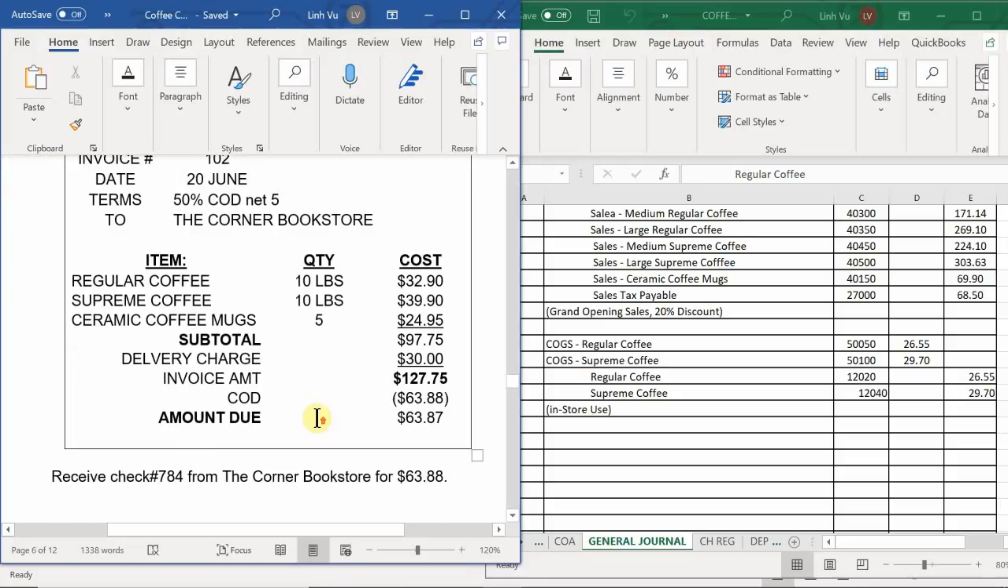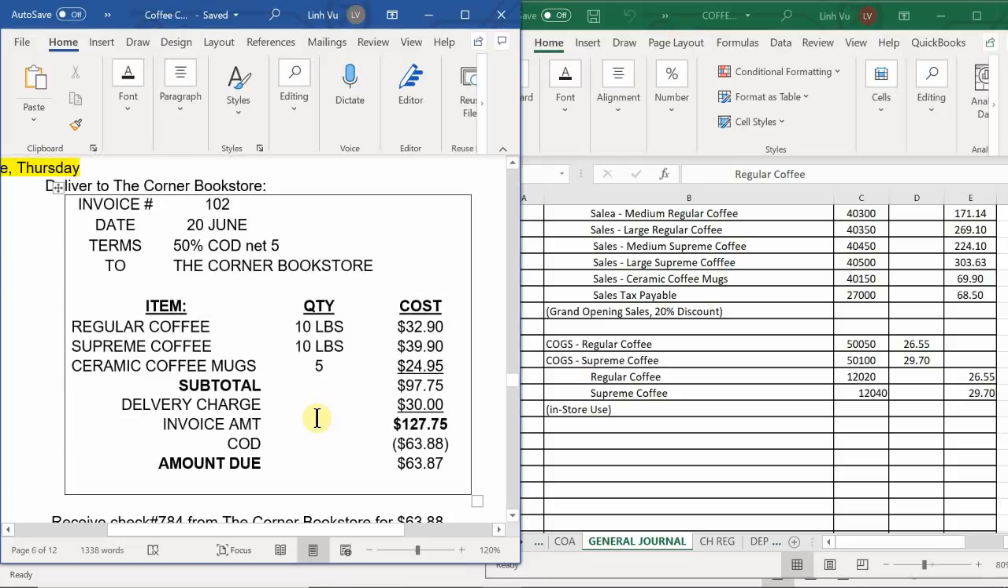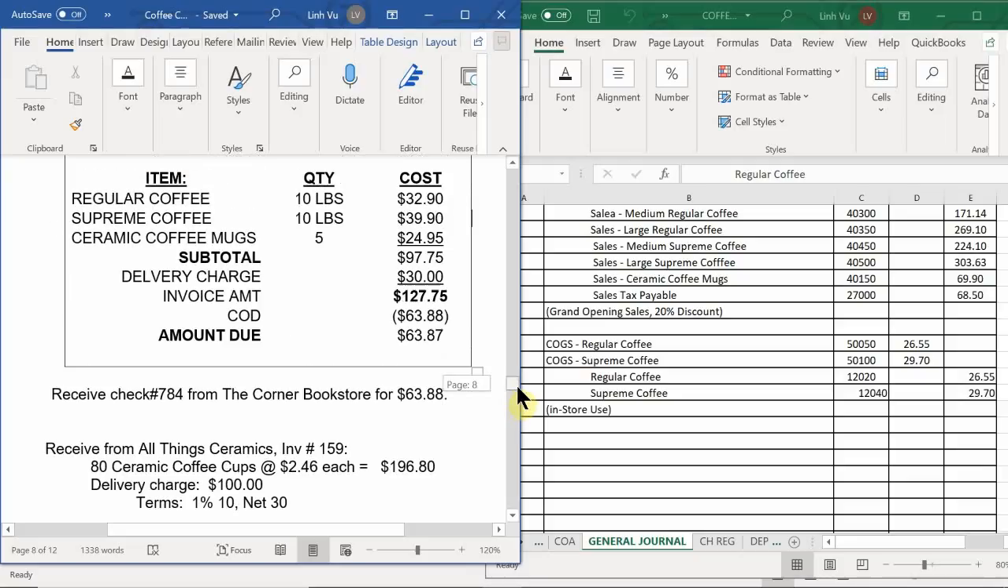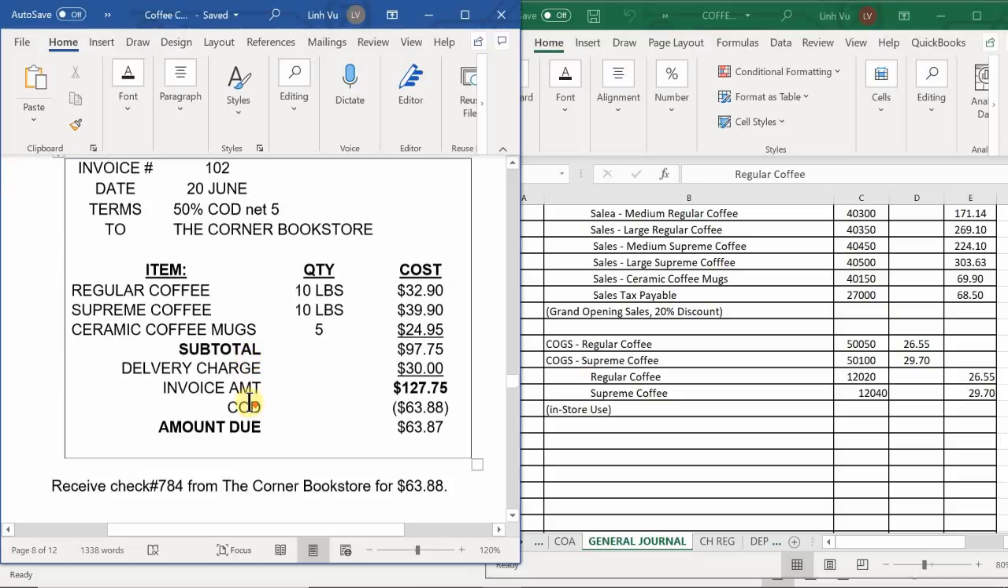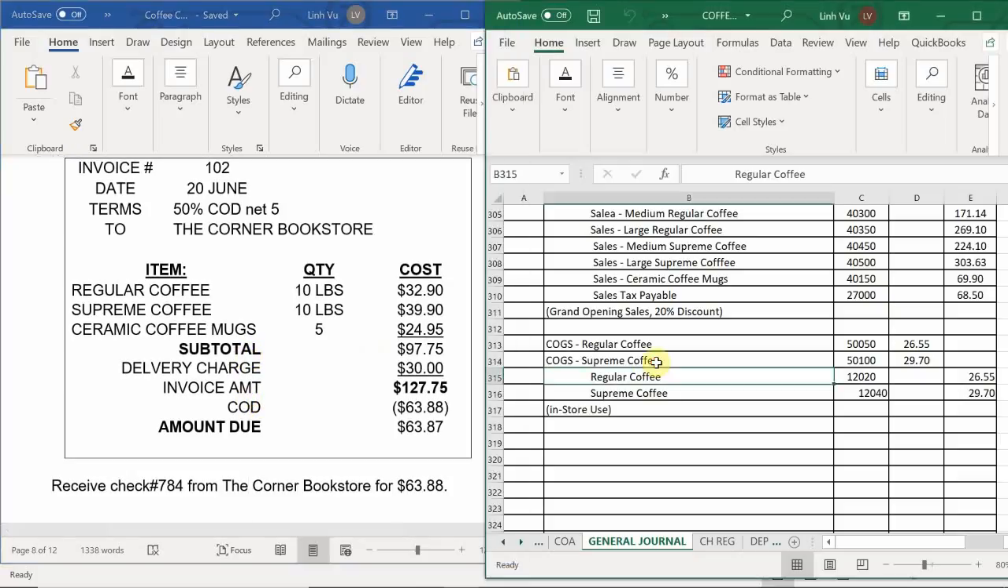Okay, so here is invoice number 102 for the corner bookstore. Same thing here. This person had terms of 50% COD. So the corner bookstore turned in check number 784, for half the amount. Okay, so how do we journalize this?